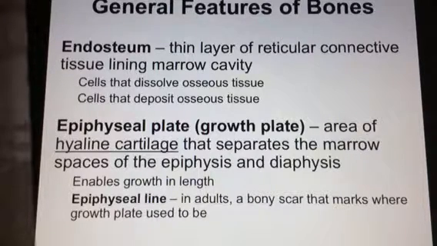And then we also see at the ends of each of these long bones a growth plate, which is called the epiphyseal plate. Again, it's an area of hyaline cartilage, and it separates the marrow space of the epiphysis and the diaphysis. So basically it's a little line that is the border between the epiphysis and the diaphysis. It enables growth in length, so the long bone getting longer, if you want to think about it that way. We'll see an epiphyseal plate when the bone is continuing to grow. Once it is done growing, we'll see an epiphyseal line, which is what we see in adults, and it's a little scar that marks where the growth plate used to be.